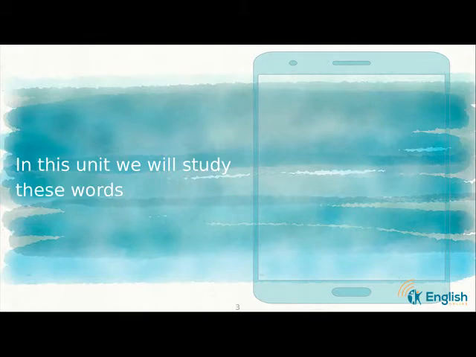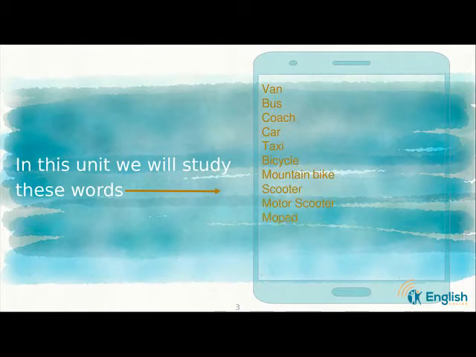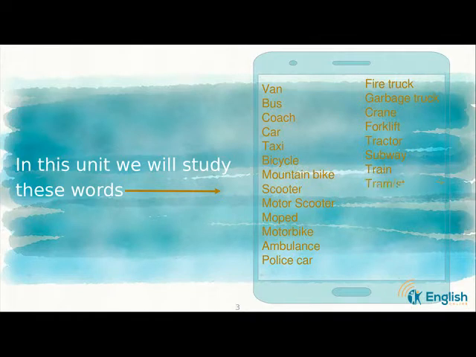Vocabulary, vehicles. In this unit, we will study the following words: van, bus, coach, car, taxi, bicycle, mountain bike, scooter, motor scooter, moped, motorbike, ambulance, police car, fire truck, garbage truck, crane, forklift, tractor, subway, train, tram or streetcar, aerial tramway, helicopter, airplane, boat, rowboat, and ship. Let's start.